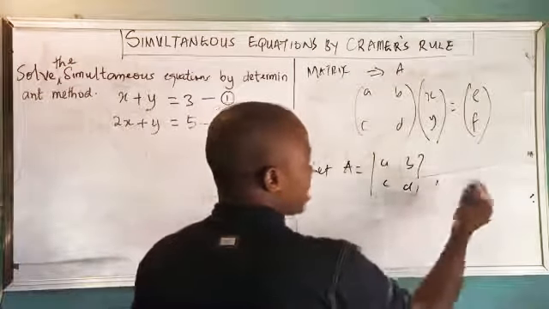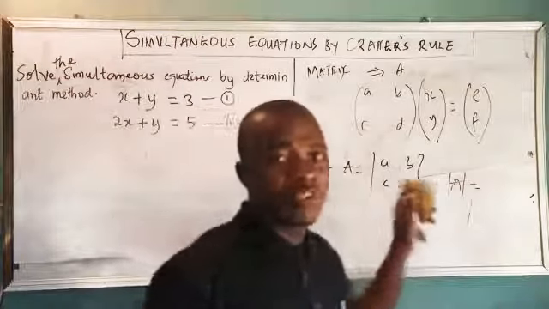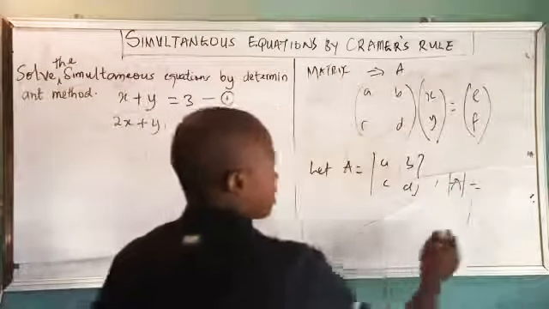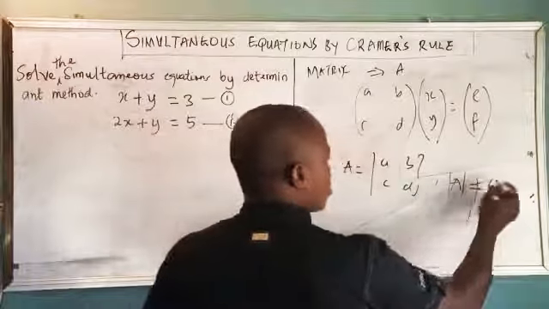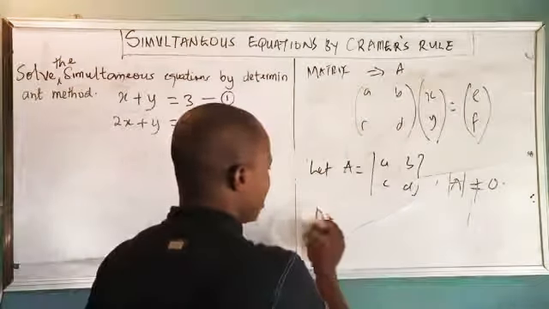Understand? Then the next thing is to get the determinant of this A. You make sure that the determinant of this A is not equal to 0. Understand? That is, it cannot be equal to 0. After that, what do you get? You try to get the determinant of x.